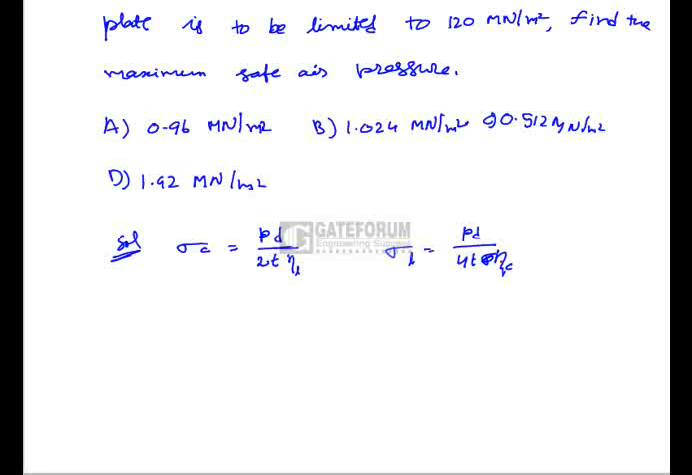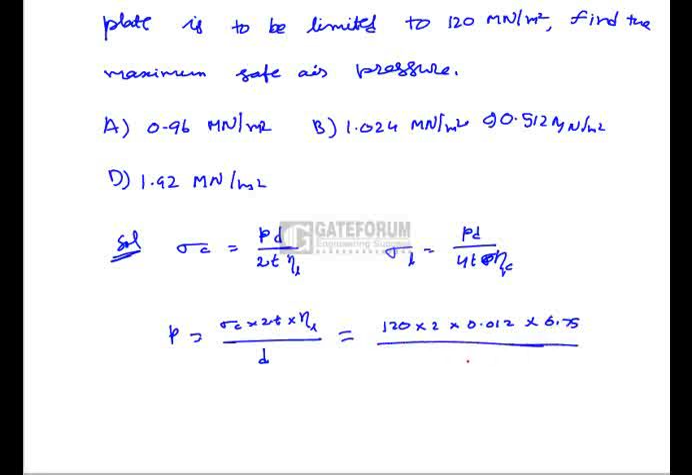And here first substitute all the values in the first equation and we get sigma c into 2t into the efficiency due to the longitudinal joint by d. So sigma c is limited to 120 meganewton per meter square, and the thickness of the joint is 0.012 meters or 1.2 centimeters, and the efficiency of the longitudinal joint is 0.75, and the diameter of the drum is 2.25 meters. So from this we get the pressure as 0.96 meganewton per meter square.